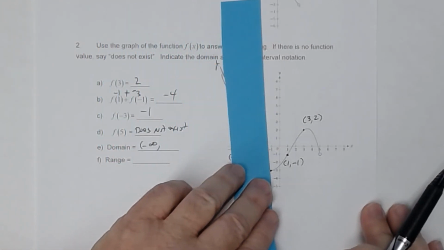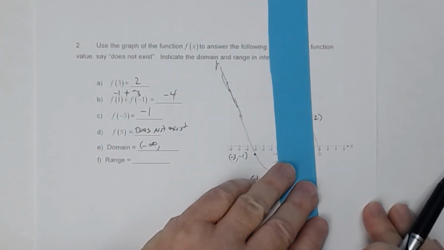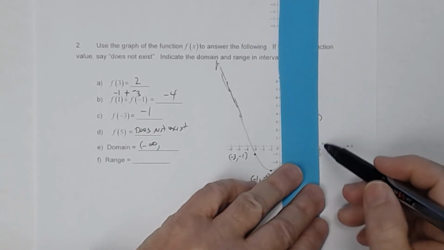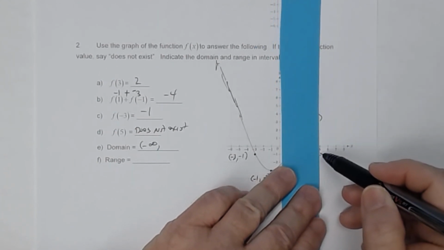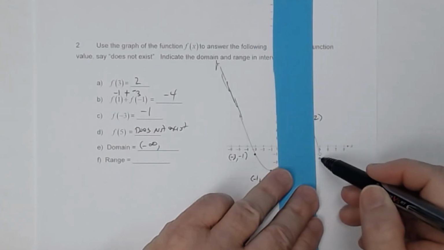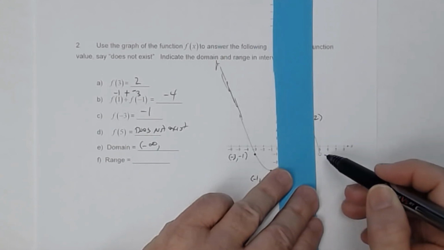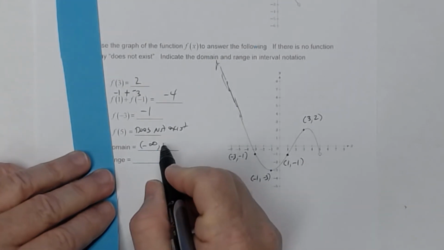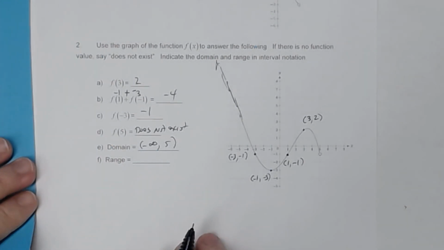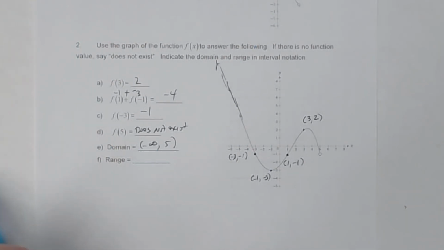So when I keep on going, there are no other arrows, but it stops here at this open circle. So this x coordinate though is 5. But since 5 is not in the domain, because of that open circle, you're going to put parentheses. So 5 parentheses. So that's your domain. Now let's go about the range.